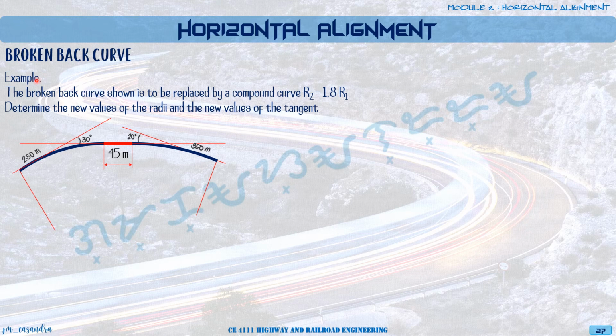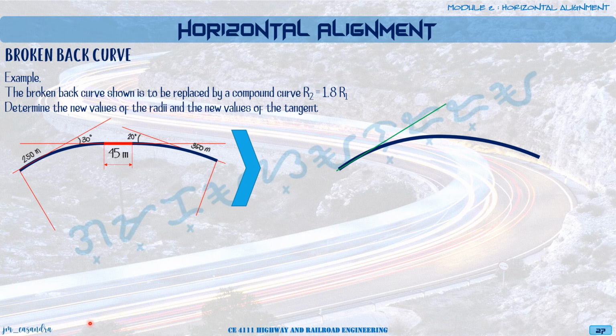So to solve this one, the broken back curve, we want this to become a simple or a compound curve. So we are going to remove the 45 meter here. So ano nang magiging radius natin para makover pa rin yung point na ito, same point to this point, but we have to use a different radius of curvature for our curves. Okay? So with this, we now have our tangent. So this line now will be the tangent of the curve.